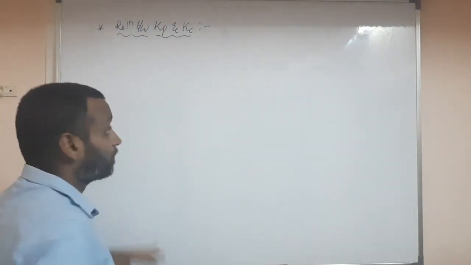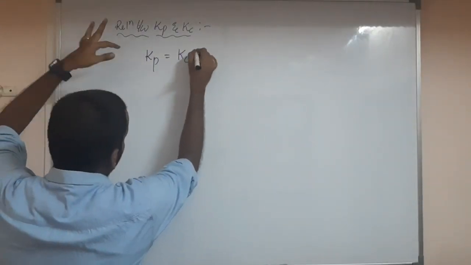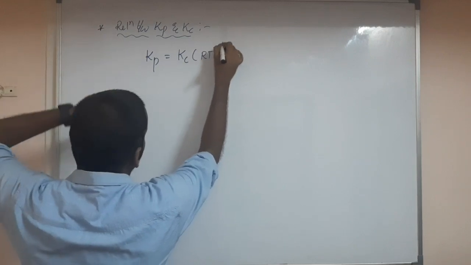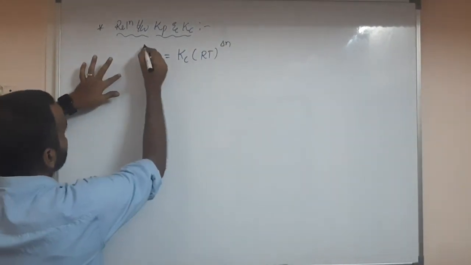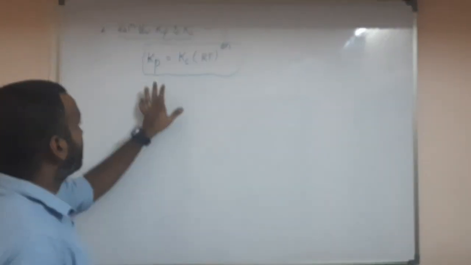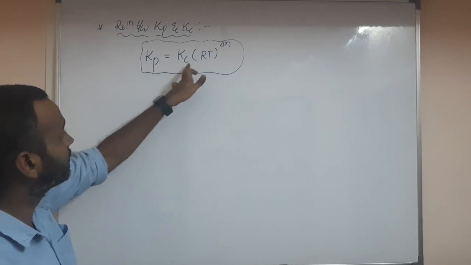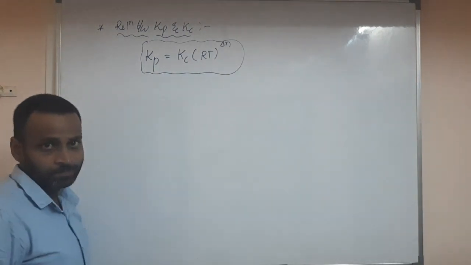Relation between Kp and Kc. Simple, I'll give you: Kp is equal to Kc into (RT) power delta n. Everybody knows, I won't repeat this. Of course you have a derivation for this, but now simply you can write Kp is equal to Kc into (RT) power delta n.